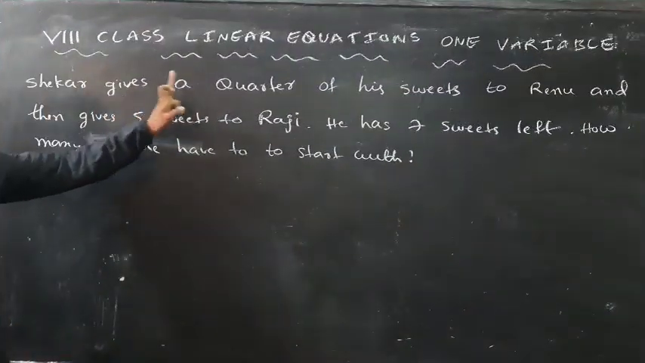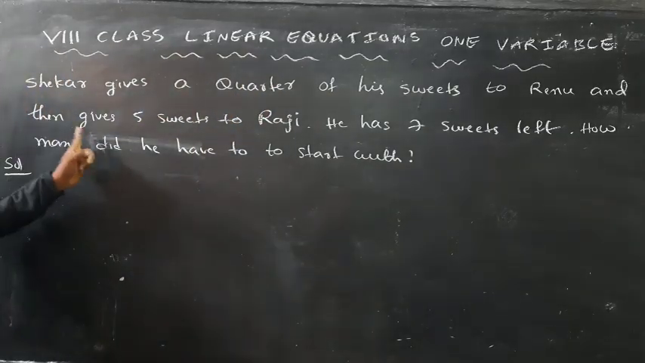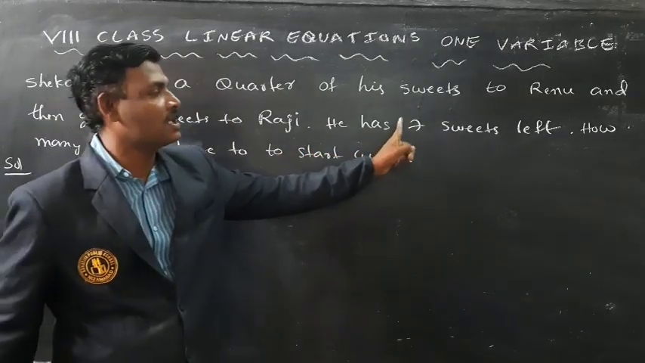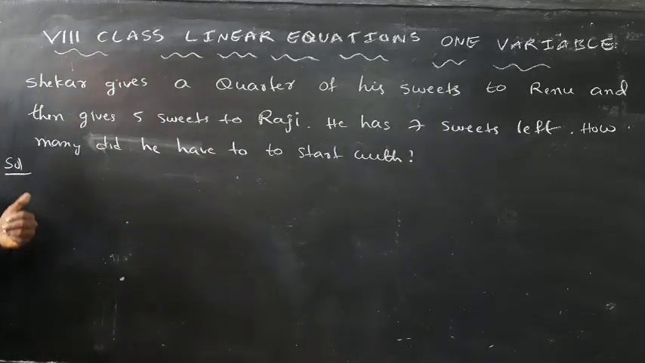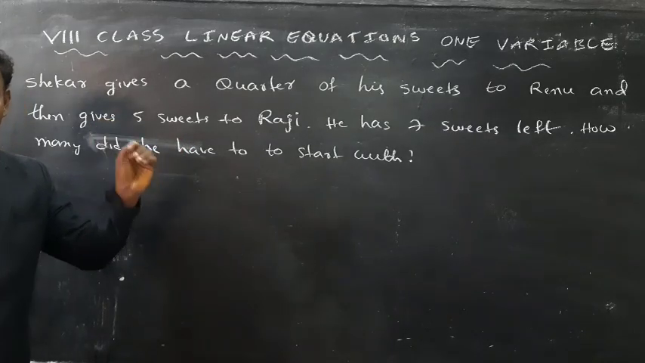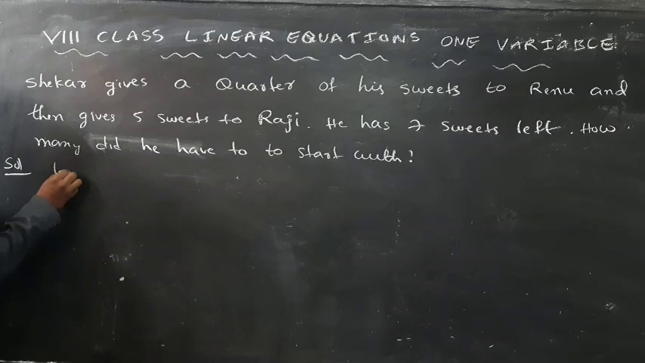Shaker gives a quarter of his sweets to Renu and then gives 5 sweets to Raji. He has 7 sweets left. How many did he have to start with? First of all, I don't know how many sweets Shaker had.